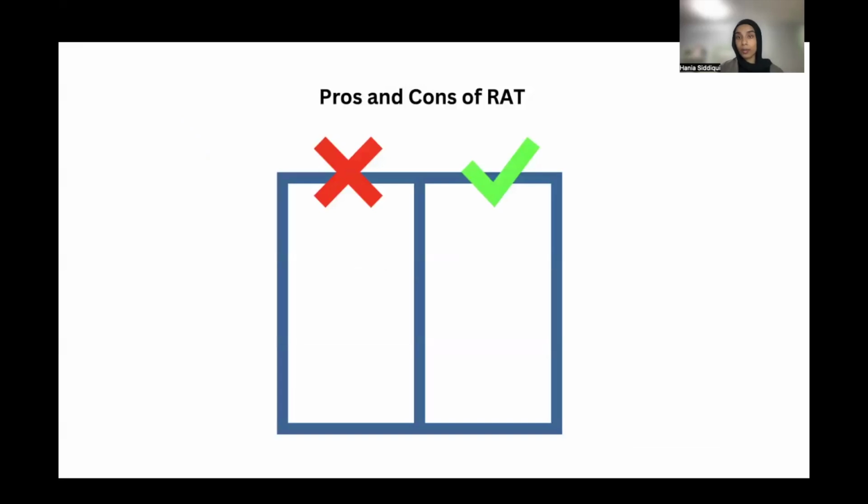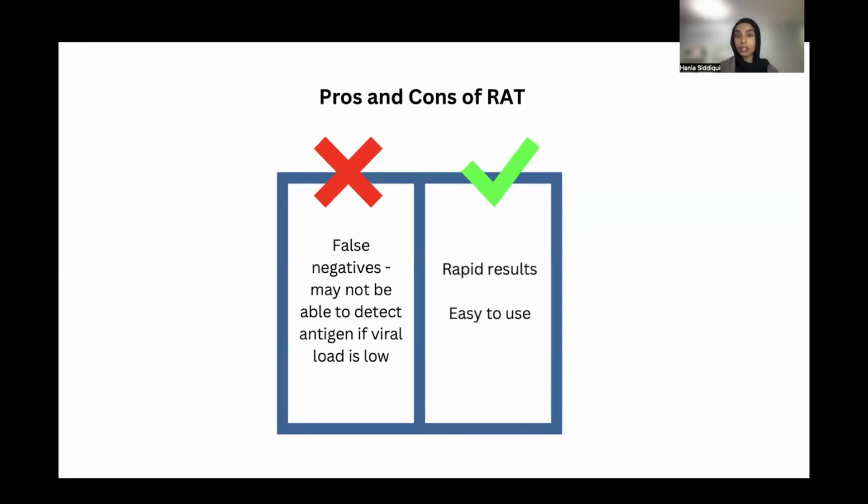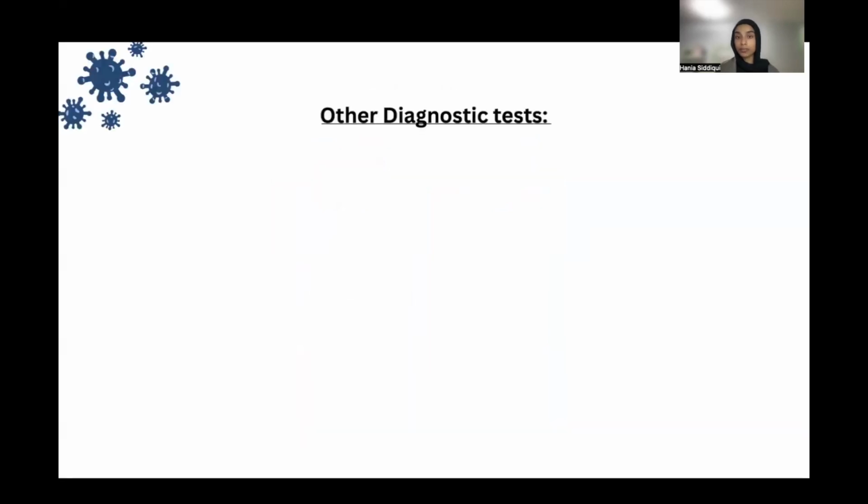Pros and cons of a rapid antigen test. Cons are that false negatives are a possibility, so it may not be able to detect antigens if a viral load is too low. Pros: rapid results, and it's a very easy test to use.